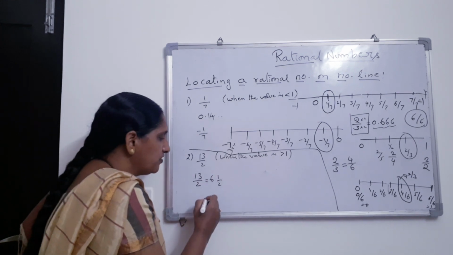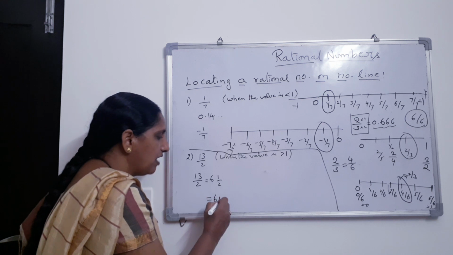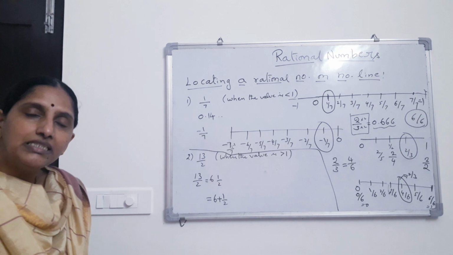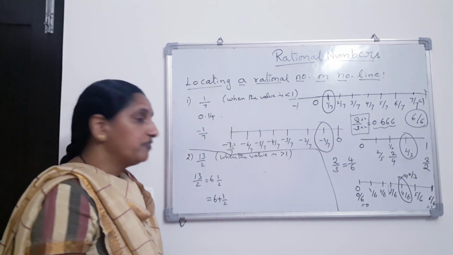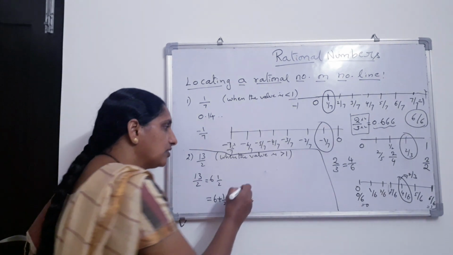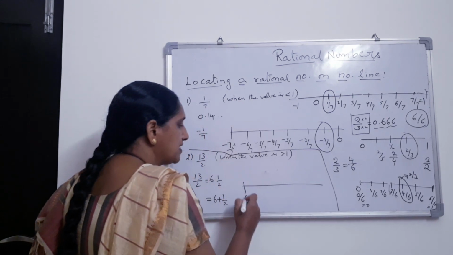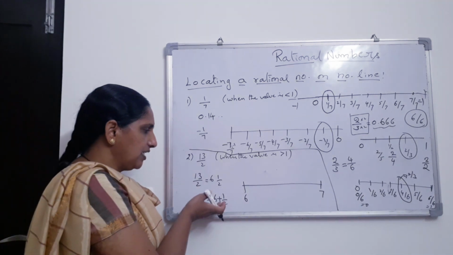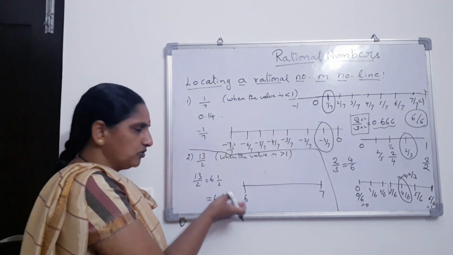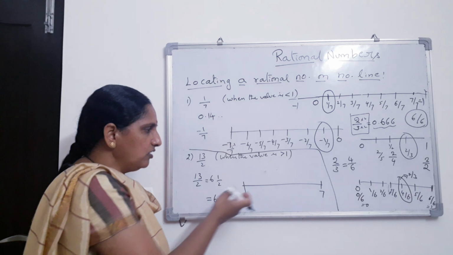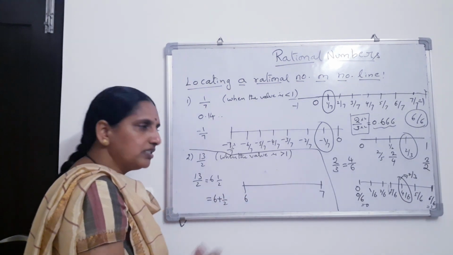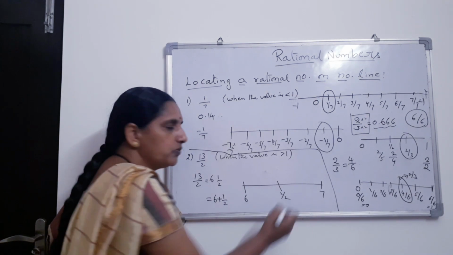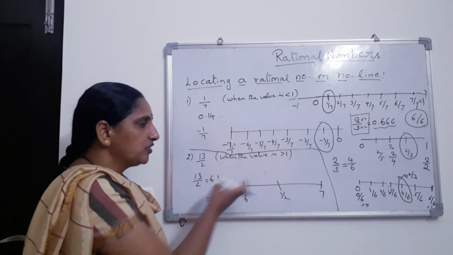What is the meaning of 6, 1 by 2? It is 6 and a half. 6 and a half means 6 plus half. Where does it lie? It lies on the number line between 6 and 7. It is greater than 6, but of course not 7. So 6 and 7. So just I have divided into 2 units, that's all. This is 1 by 2 half. Very easy.